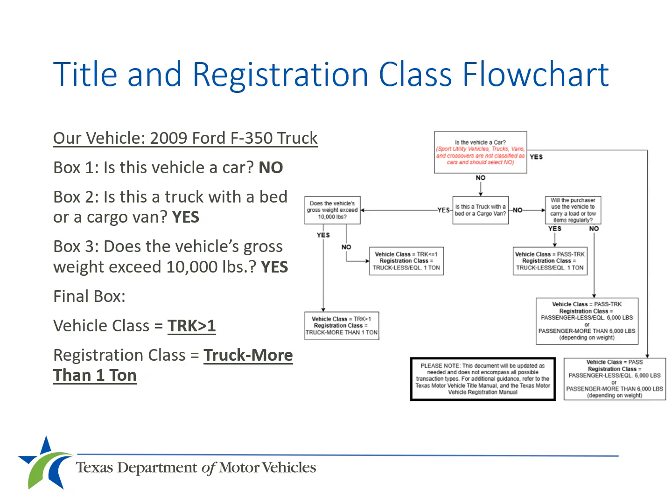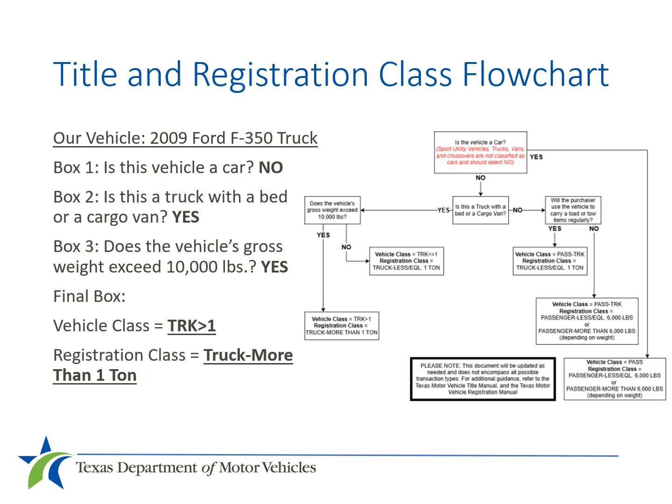Box 3 then asks, does the vehicle's gross weight exceed 10,000 pounds? Our vehicle's gross weight is approximately 12,000 pounds, so we will select yes and proceed to the final box, which will show our vehicle class and registration class. For this example, our vehicle class would be truck greater than 1 and registration class equals truck more than 1 ton.